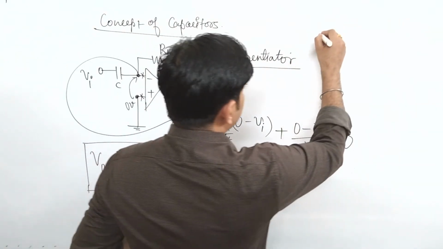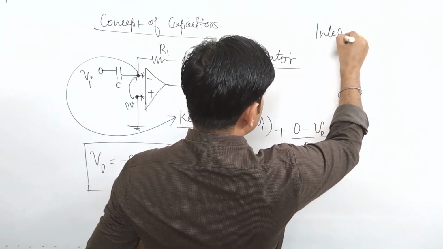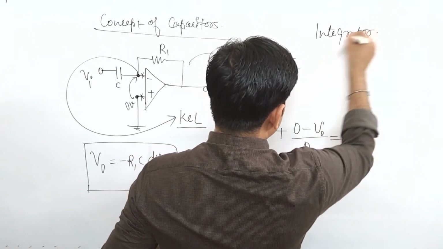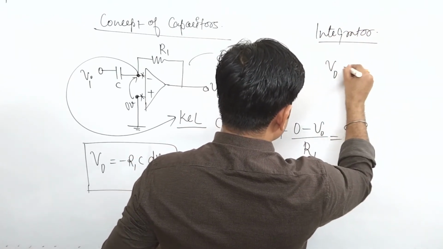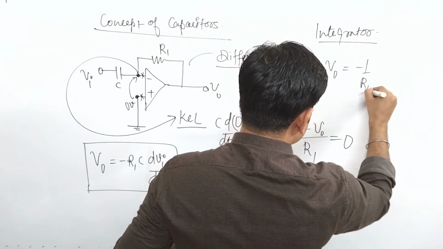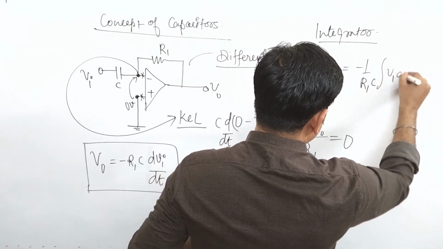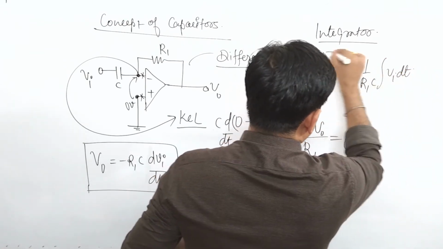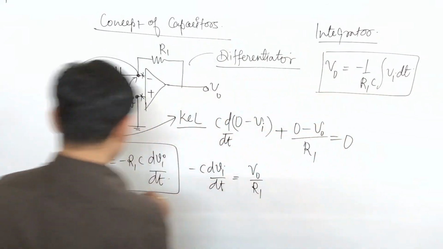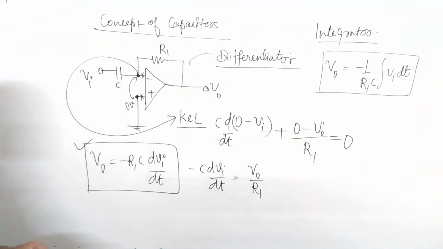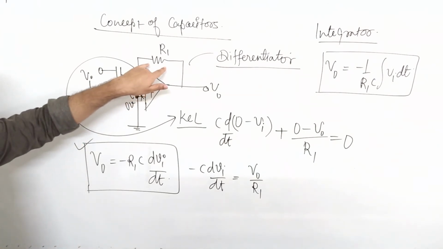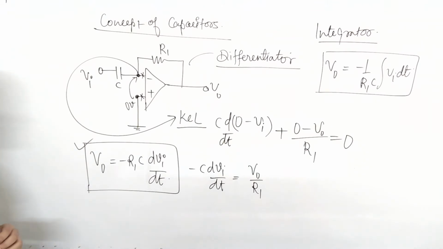In case of integrator, what was the voltage? Once again I am writing this expression. It is V0 is equal to minus 1/(R1C) integral Vi dt. So this was the case of integrator and this is the case of differentiator. So this is all about the capacitor when connected in this fashion and when it is connected in feedback fashion.